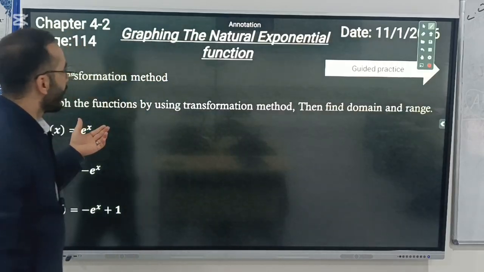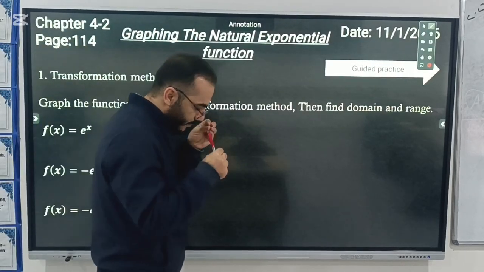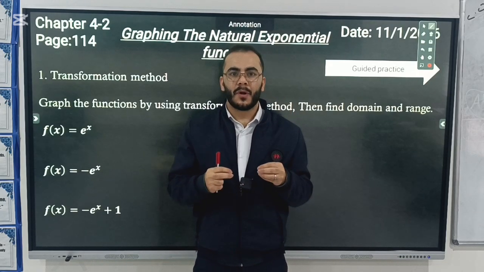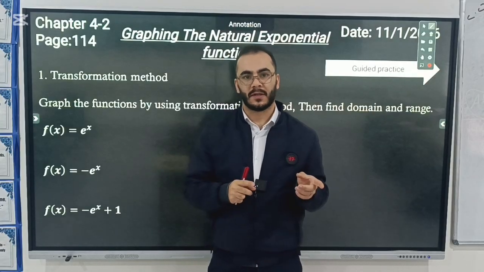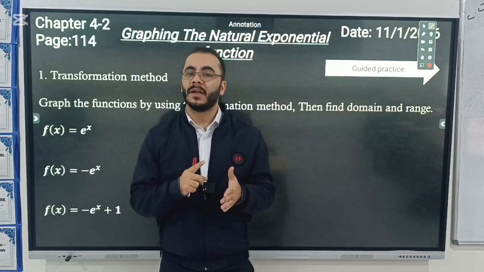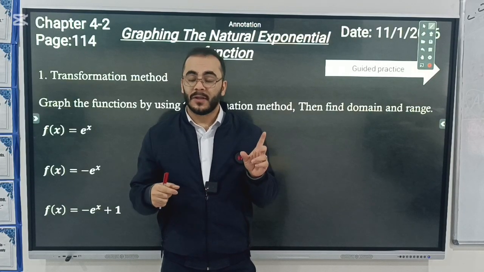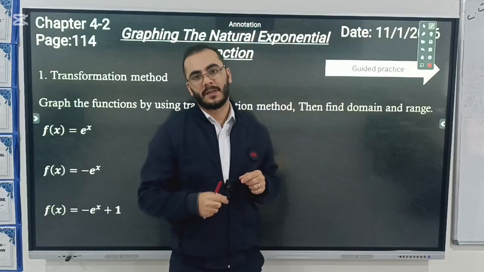Here, graph the function by using transformation method, then find domain and range. Guys, let me just make this transformation clear. If there is a number in the exponent next to the x added or subtracted, we go horizontally. Remember, if the number is in the exponent, we need to transform horizontally. If it is positive, go left, and if it is negative, go right.